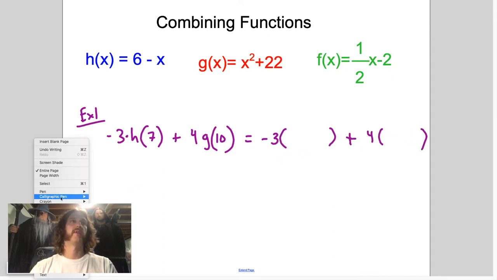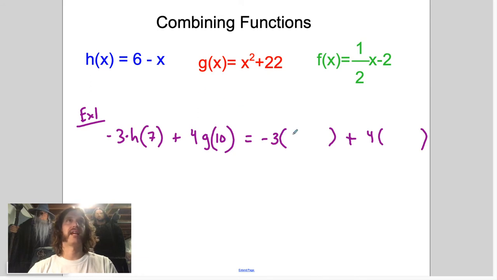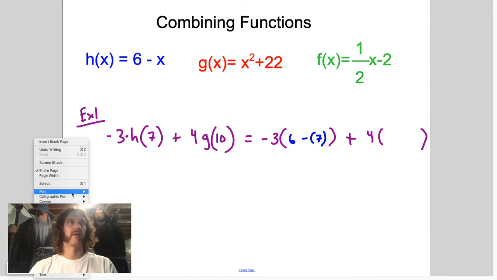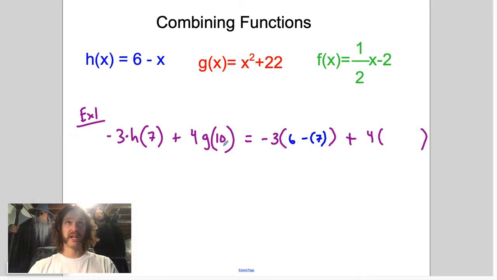And then, since this goes to h, I'm going to send 7 off to h, and we're going to end up with 6 minus 7. So I've just taken the 7, I've sent it off to h, and we're putting that in these parentheses because that's the value that we're going to get there. For g of 10, I'm going to send 10 off to g, so we get 10 squared plus 22.